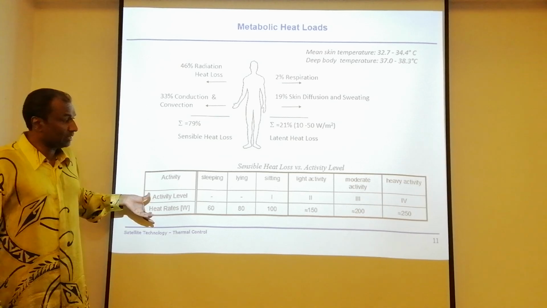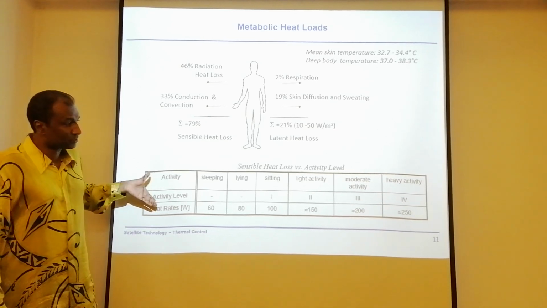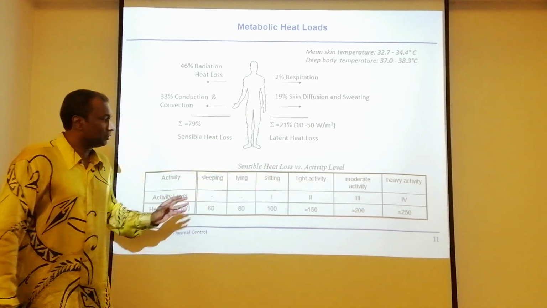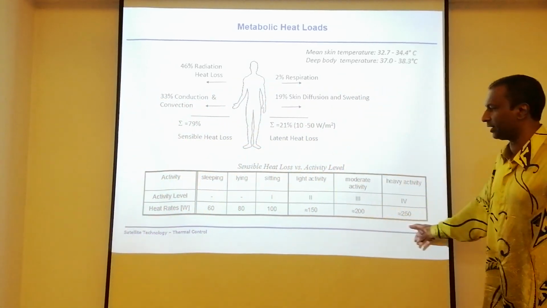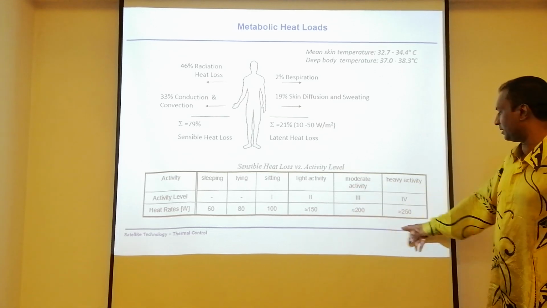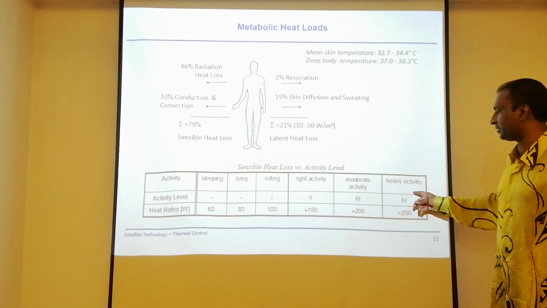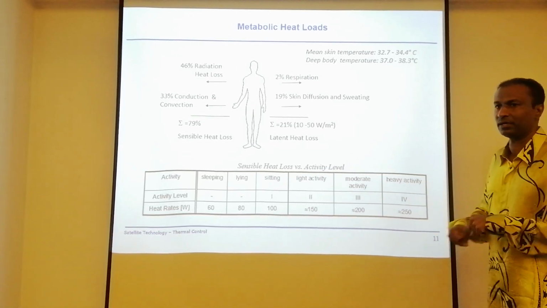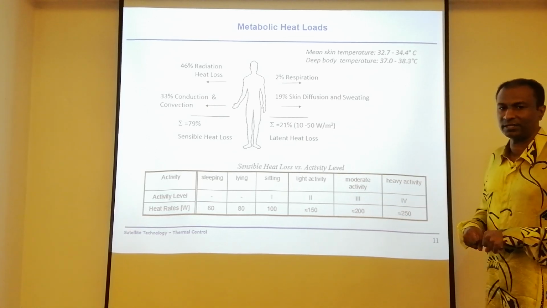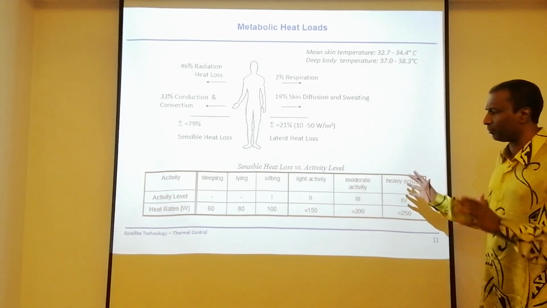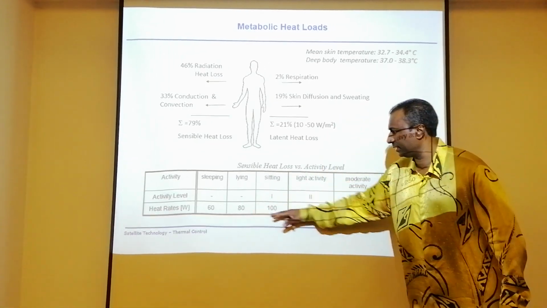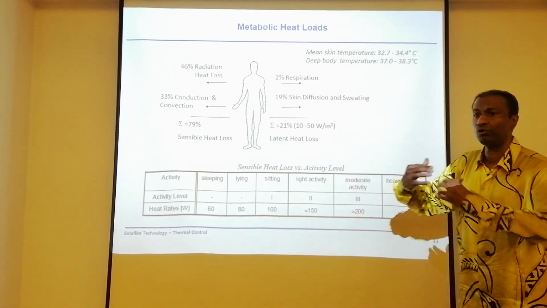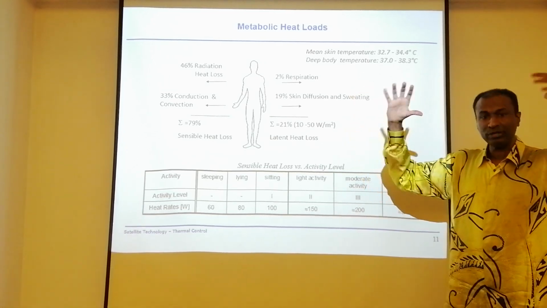So now if you look at an astronaut, this is what is actually going to happen. If you look at the heaviest activity, he's going to lose about 250 for heavy activity. For example, you do cycling to keep fit on a space station. All this heat loss is going to go into the cabin, and you need to manage it.